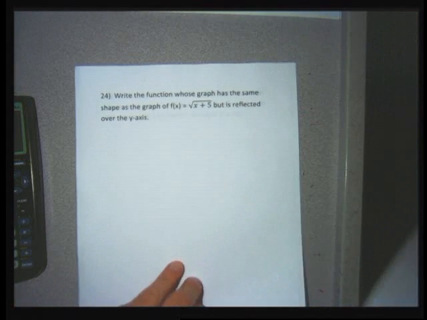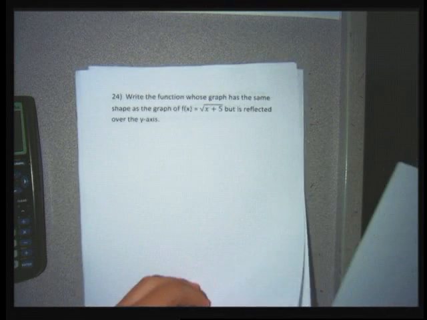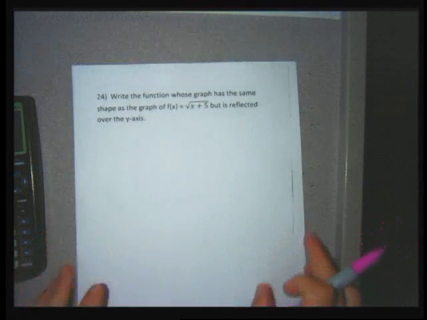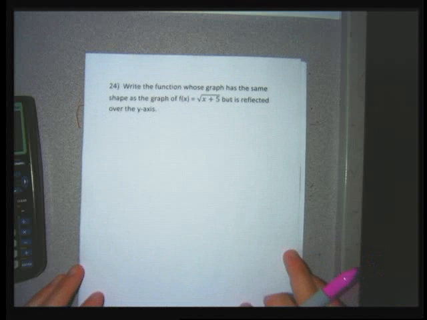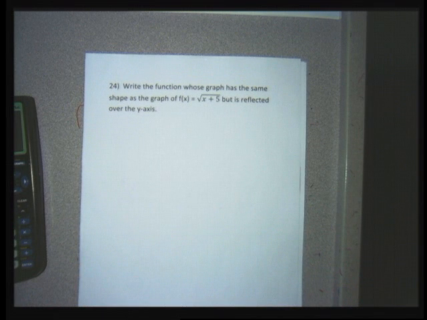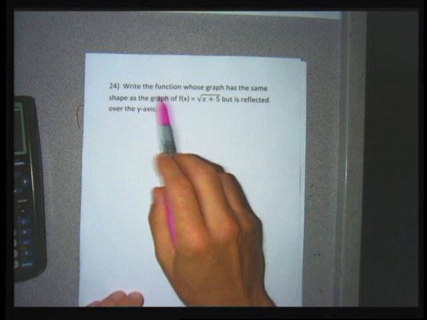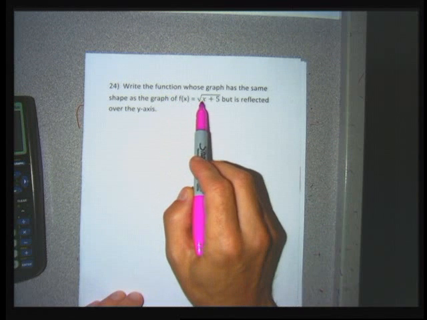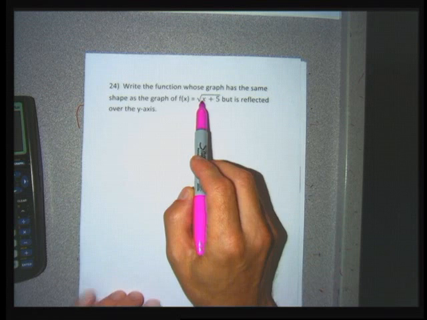So we're getting to the end of the section. Hopefully this is not horrible, because there's no algebra to do, so it's not a good thing on the test. If you don't understand it, it just kind of falls apart. So I want now a function that has the same shape as the square root of x plus 5.